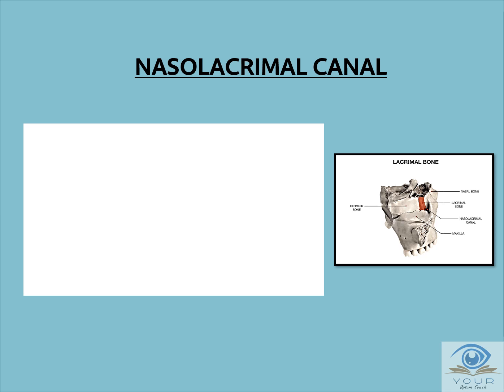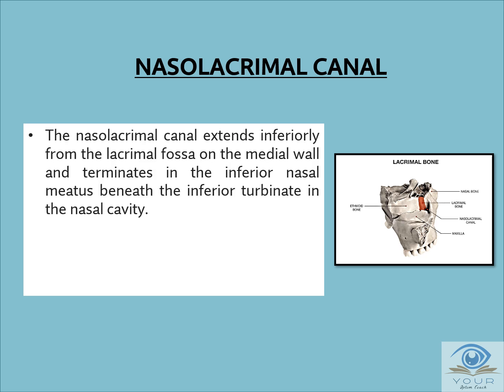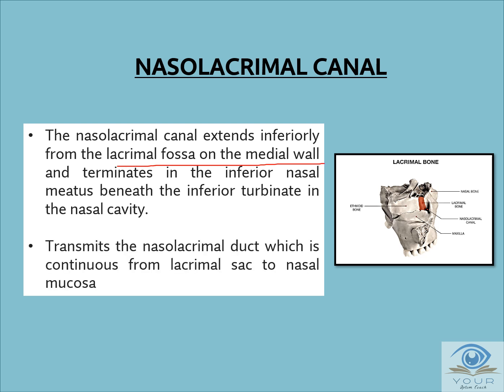Coming to the nasolacrimal canal, the nasolacrimal canal extends inferiorly from the lacrimal fossa on the medial wall and terminates in the inferior nasal meatus. Now this is an MCQ point, that it terminates in the inferior nasal meatus beneath the inferior turbinate in the nasal cavity. It transmits the nasolacrimal duct, which continues from the lacrimal sac to the nasal mucosa. So this is all about the orbital fissures and foramina.